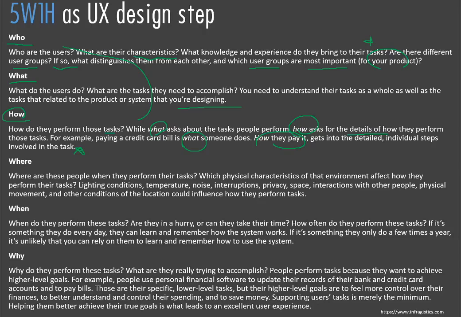Okay, the third W is where. Where are these people when they perform their tasks? Which physical characteristics of that environment affect how they perform their tasks, like in a bus, lighting condition, or temperature, noise, interruptions, privacy, space, interactions with other people, physical movement, and other conditions of the location could influence how they perform tasks.